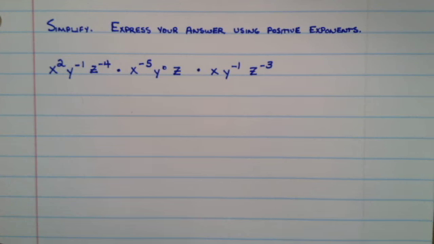In this video, we need to use the laws of exponents to simplify this, and we need to express it in positive exponents. So if you get a negative exponent, you're going to have to rewrite it as a fraction, flip it, change the sign.